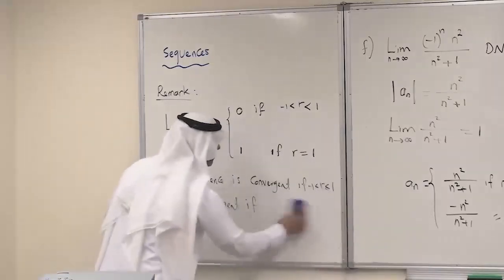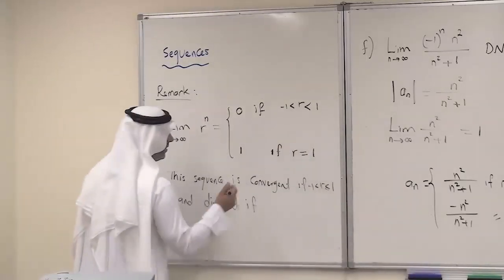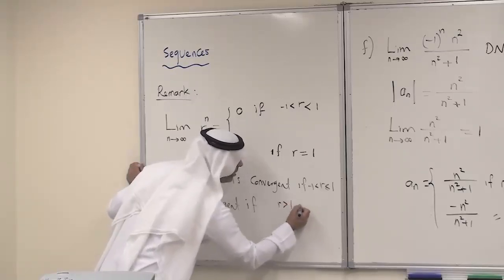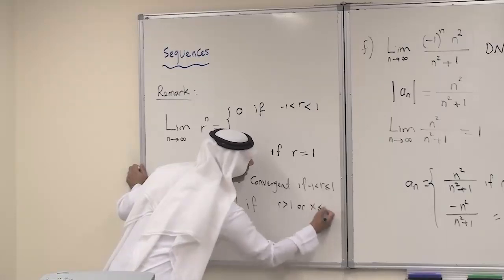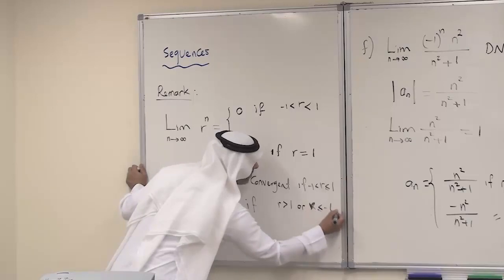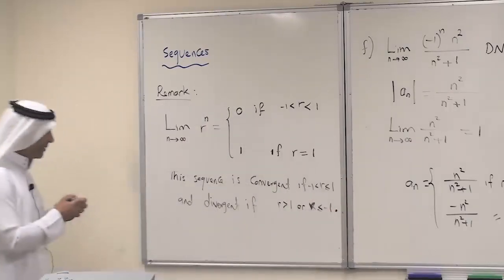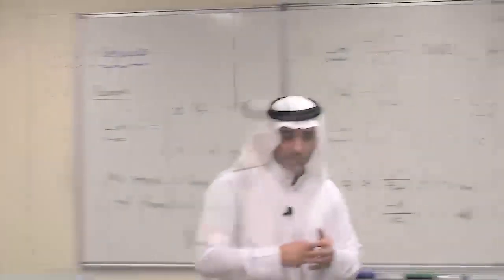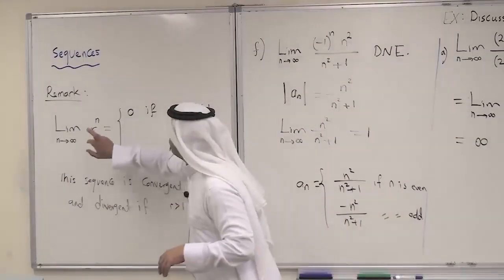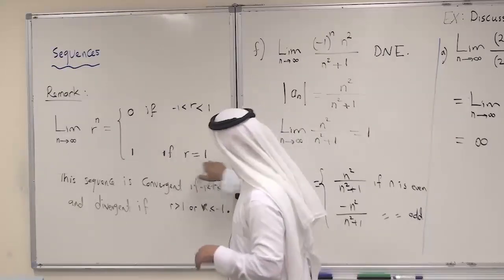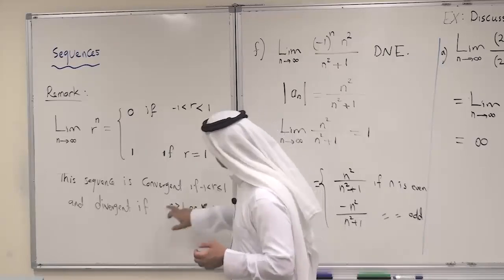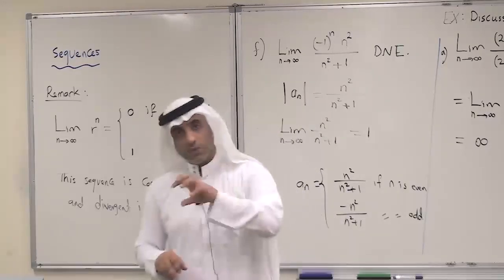So let me say it this way. It is divergent if r is greater than 1 or r is less than or equal to minus 1. Sorry, r is less than or equal to minus 1. This will be more precise here, because once we said absolute value of r greater than 1, we are ignoring r equal to minus 1. r to the n is convergent only if we have this, or r specifically equal to 1. It's divergent for r less than or equal to minus 1 or greater than 1.